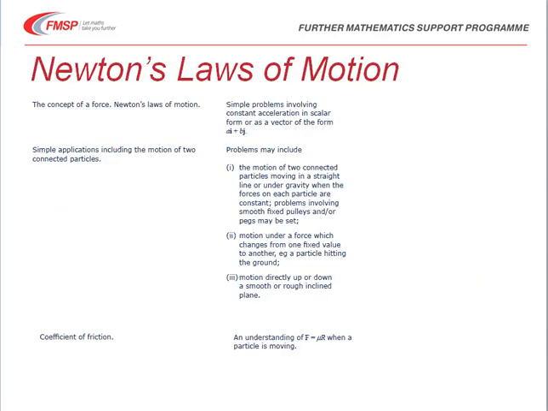The specification for Newton's laws is as follows. You have to be able to apply Newton's laws of motion in up to 2 dimensions, so maybe sometimes in vector form using i and j. Quite often these will be in the context of bearings, so i may well be in an easterly direction and j in a northerly direction.